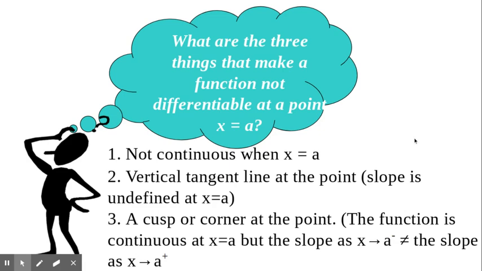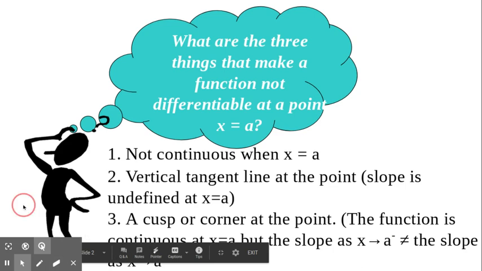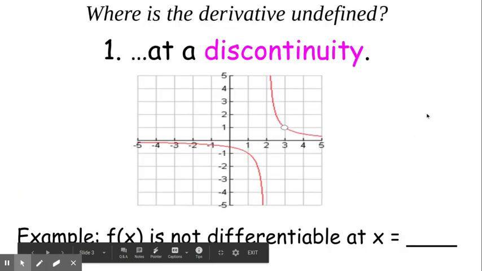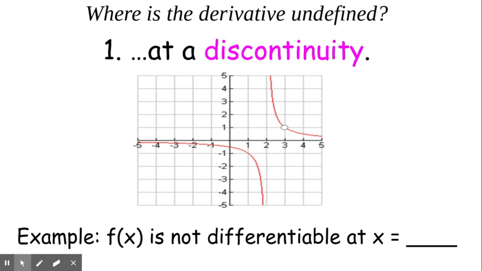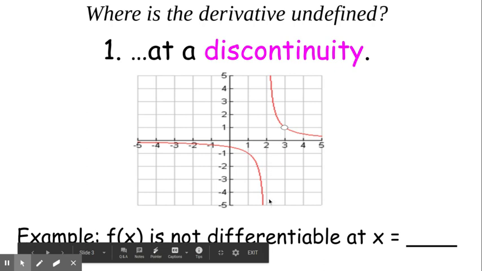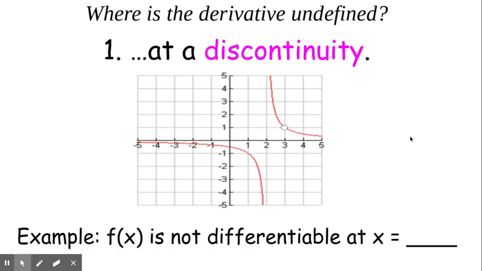So let's look at what this would mean graphically. Okay, so the first one. We have a graph of a function. So we say a function is not differentiable at a discontinuity. So the derivative is undefined or does not exist at a discontinuity. So if we're looking at this graph, we can see that there's a discontinuity of vertical asymptote here at x equals 2. There's also a discontinuity at x equals 3. This one would be a removable discontinuity. This one is non-removable, but they both count as discontinuities. So we would say f of x is not differentiable at x equals 2 and x equals 3.